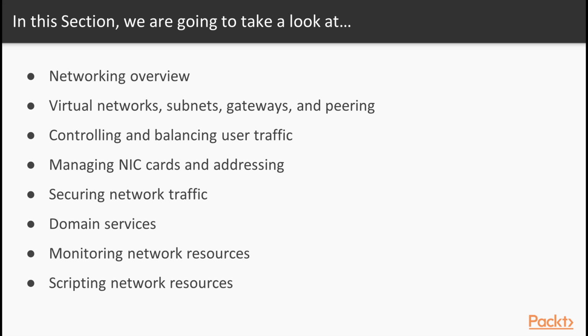So in this particular video set, we're going to cover the networking overview, what all of the services are that are available inside of Azure, and we'll start by going into virtual networks, talk about the components of virtual networks, which are subnets, gateways, and a great new feature called network peering. We're then going to talk about how to control user traffic and balance user traffic using things like load balancers and application gateways, as well as traffic manager.